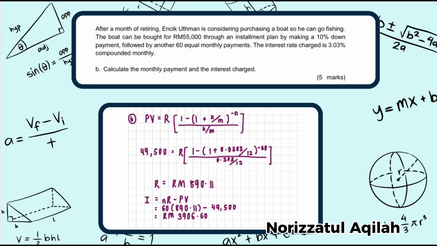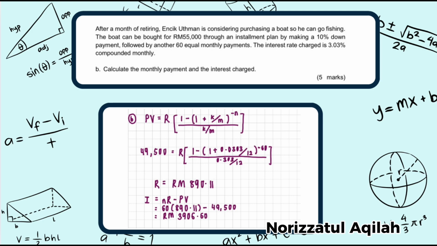Okay, question B. After a month of retiring, Encik Usman is considering purchasing a boat so he can go fishing. The boat can be bought for 55,000 ringgit through an installment plan by making a 10% down payment, followed by another 60 equal monthly payments. The interest rate charged is 3.03% compounded monthly. So, question B, calculate the monthly payment and the interest charge.